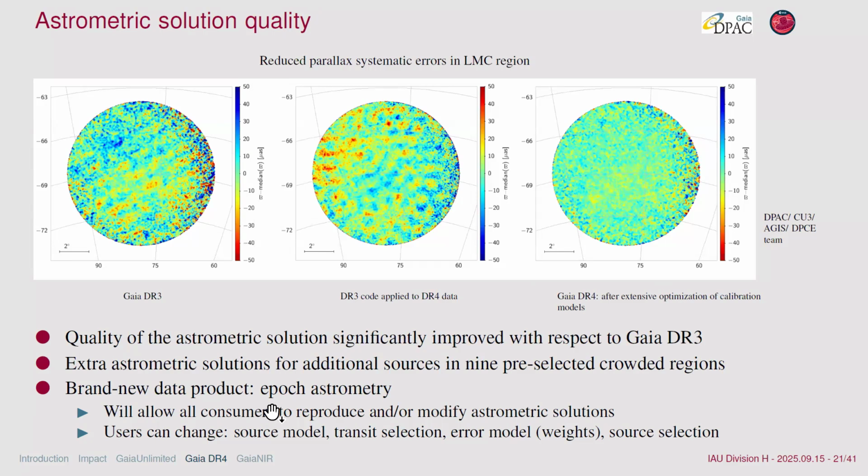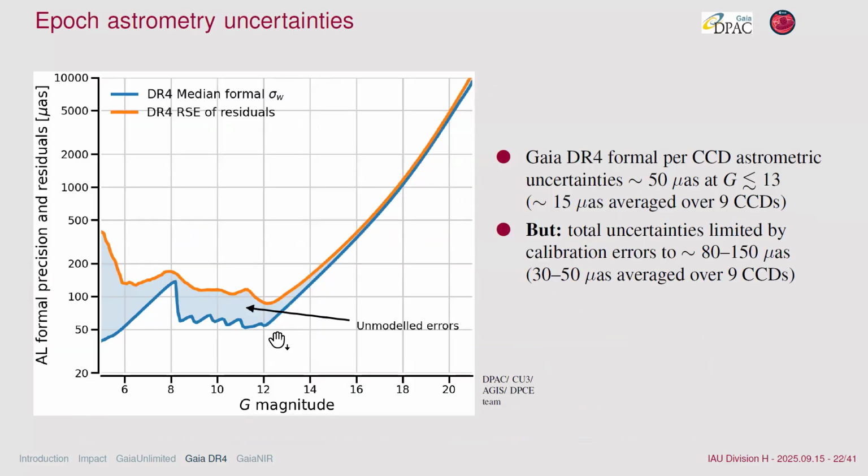And this gives you an impression of the precision of the epoch astrometry. The blue line are the median formal errors on individual astrometric measurements at the CCD level. And the orange line is actually the scatter in the residuals. So the difference between the two are unmodeled errors that are still in there even after the DR4 data processing.